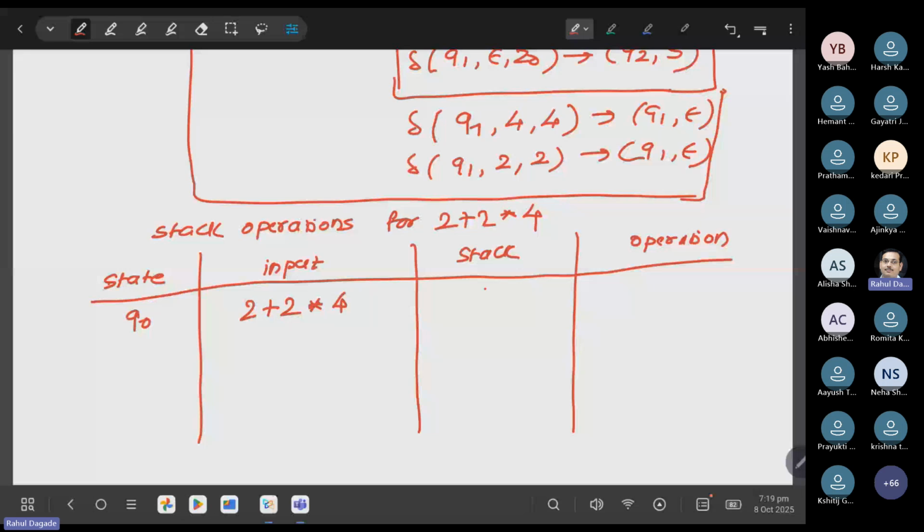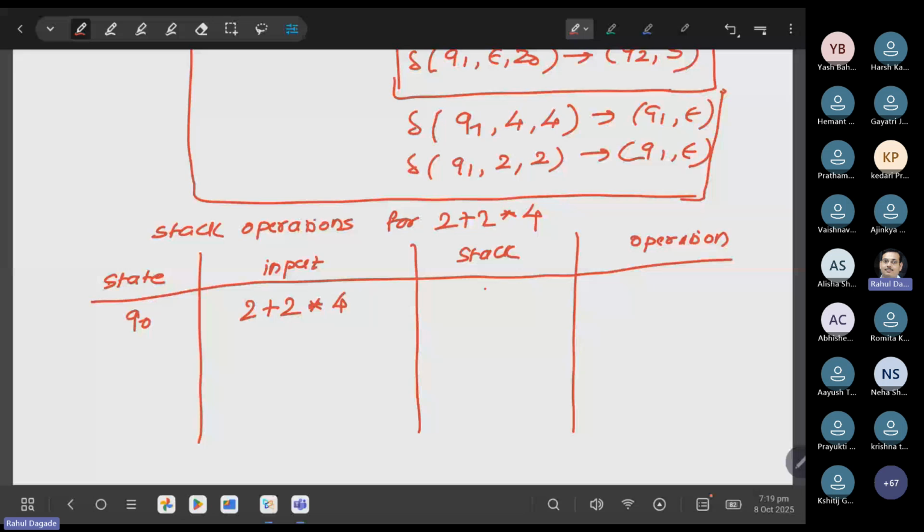So what goes on the stack? SZ0. Which operation are we doing? We are doing the push operation. And what is the input? The input is null. Now in Q1 the input is the same, that is 2 plus 2 into 4. Now S is on top of the stack.